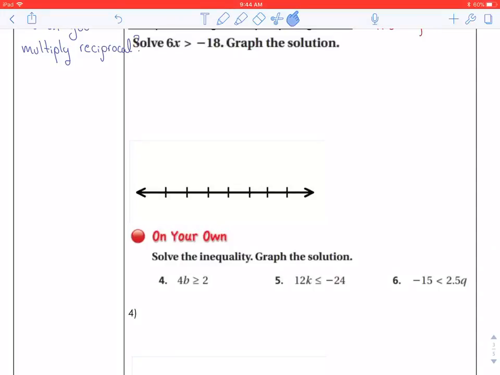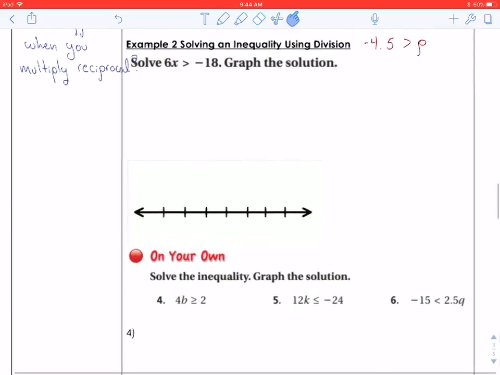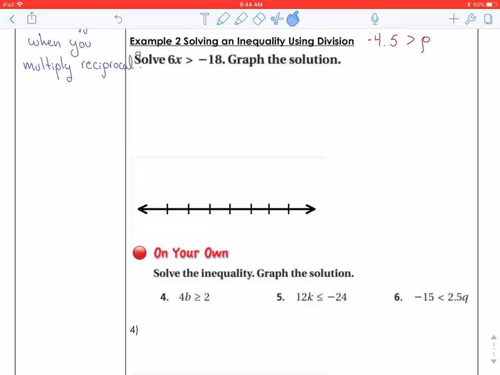Alrighty, so this is the last part of the 4.3 part 1 notes, and so hopefully you're just watching these in order from top to bottom. But we left off on example 2, and so now we'll go ahead and go through example 2 together, and then do the on your own together as well.